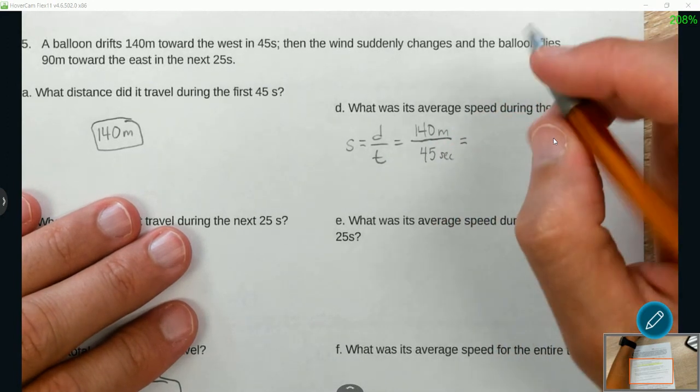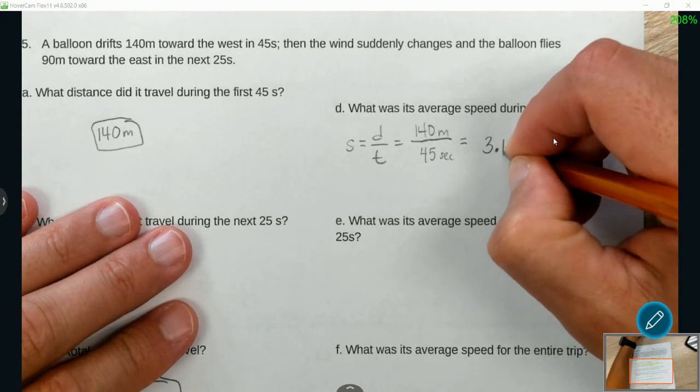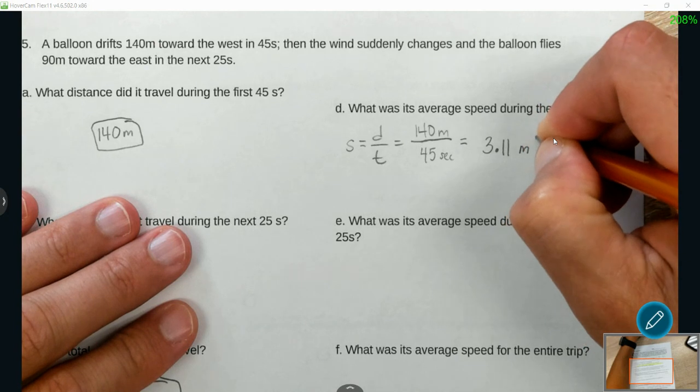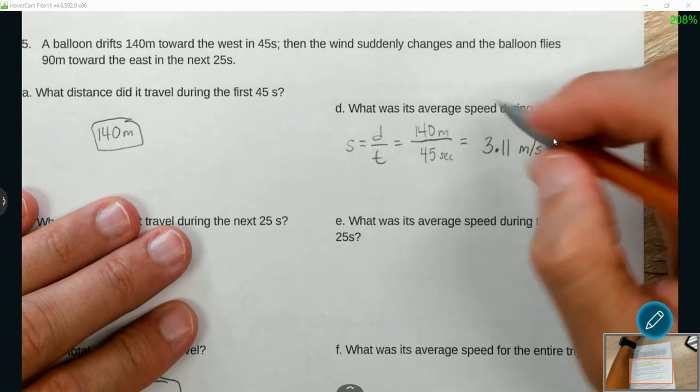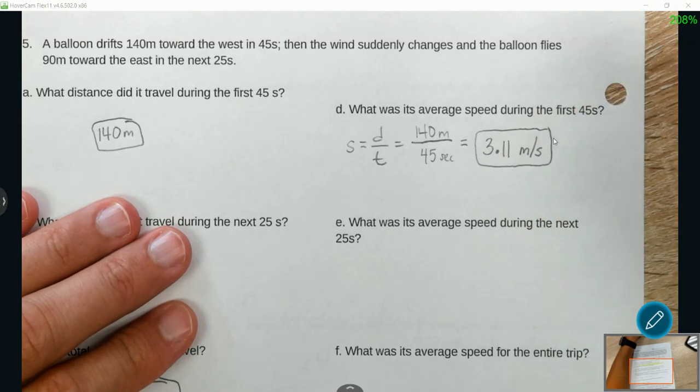So divide that out, and you're going to get 3.111 repeating. We're going to round to 2 decimals, so 3.11. And the unit for speed, or velocity, is just meters per second. Acceleration is the meters per second squared one.